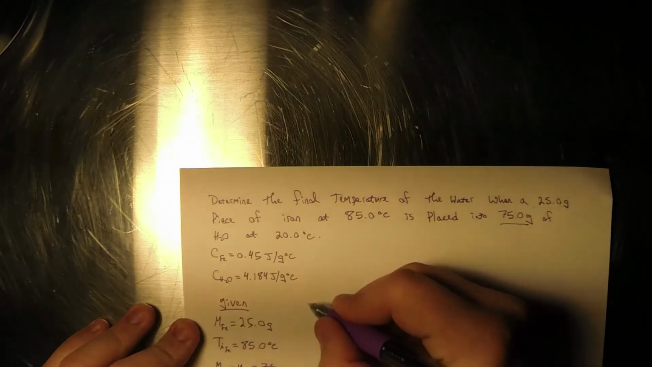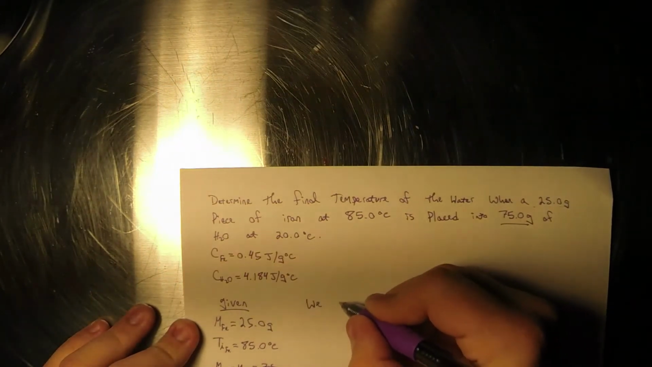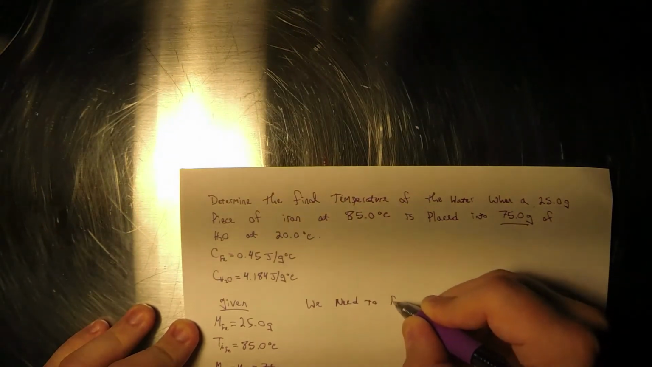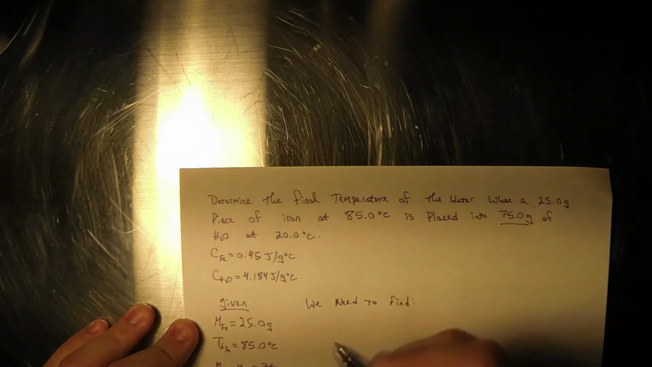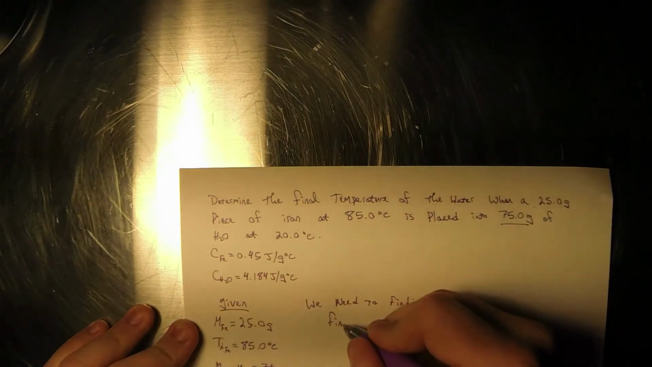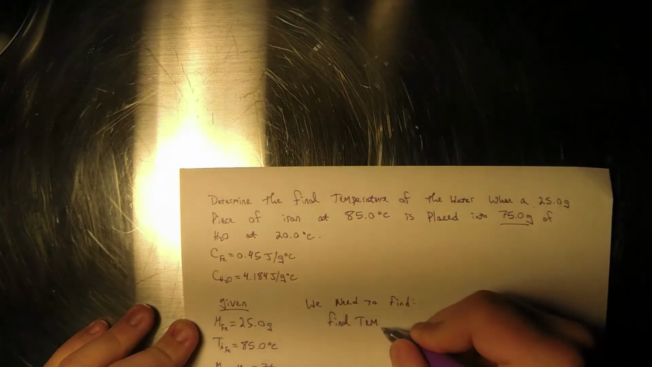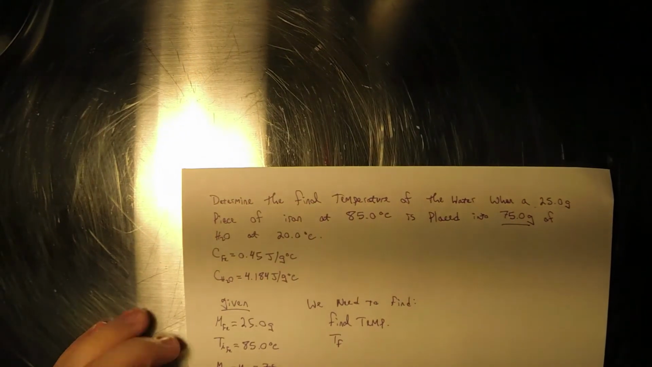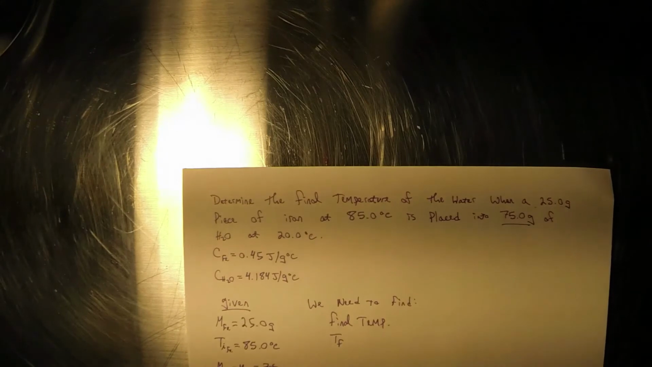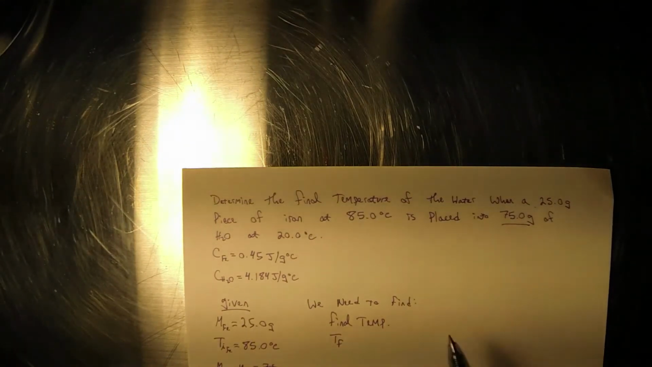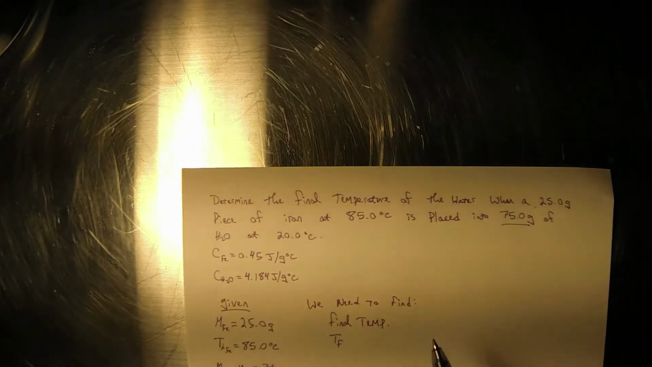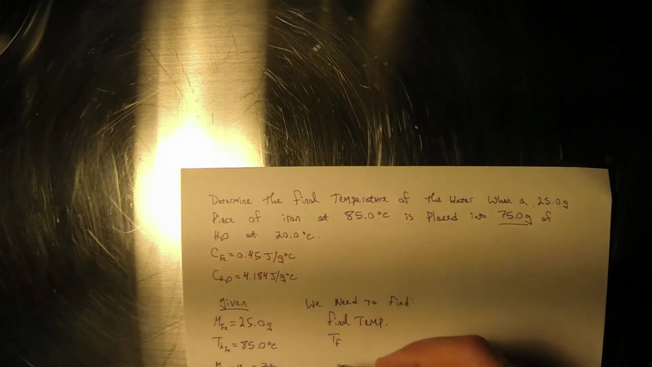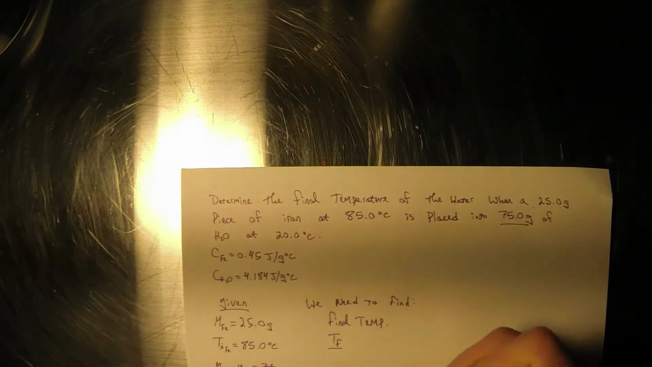What we need to find is the final temperature, right? So we'll just call that T sub F. And remember, the final temperature of the metal is the same as the final temperature of the water. So that will come in handy later when we go to set up our expression that we need to solve. So we want to solve for T sub F, right?